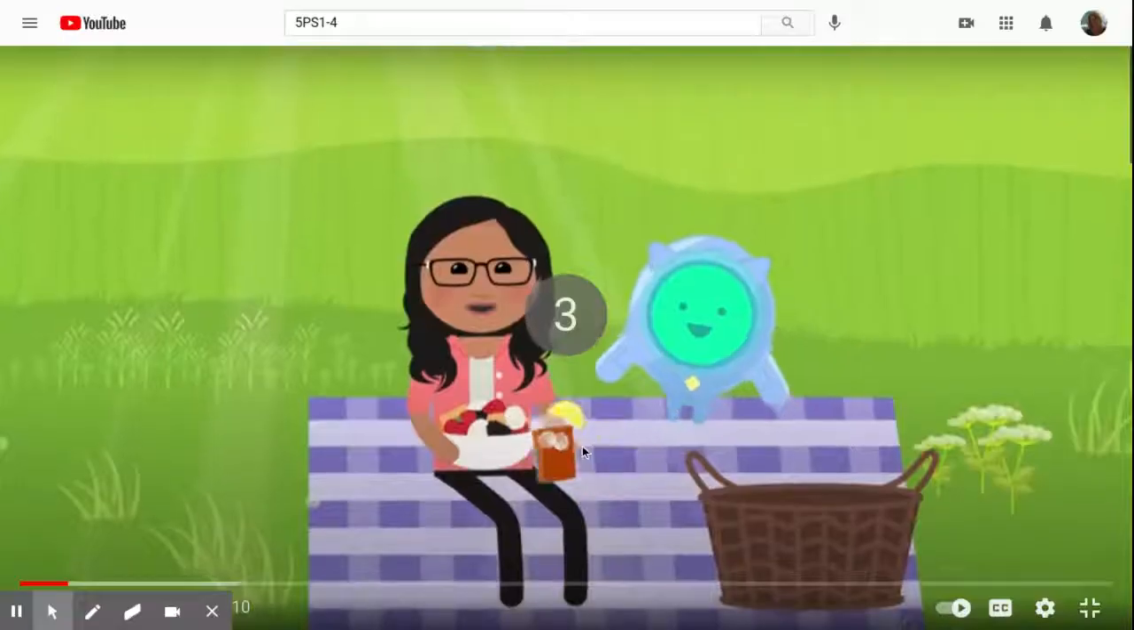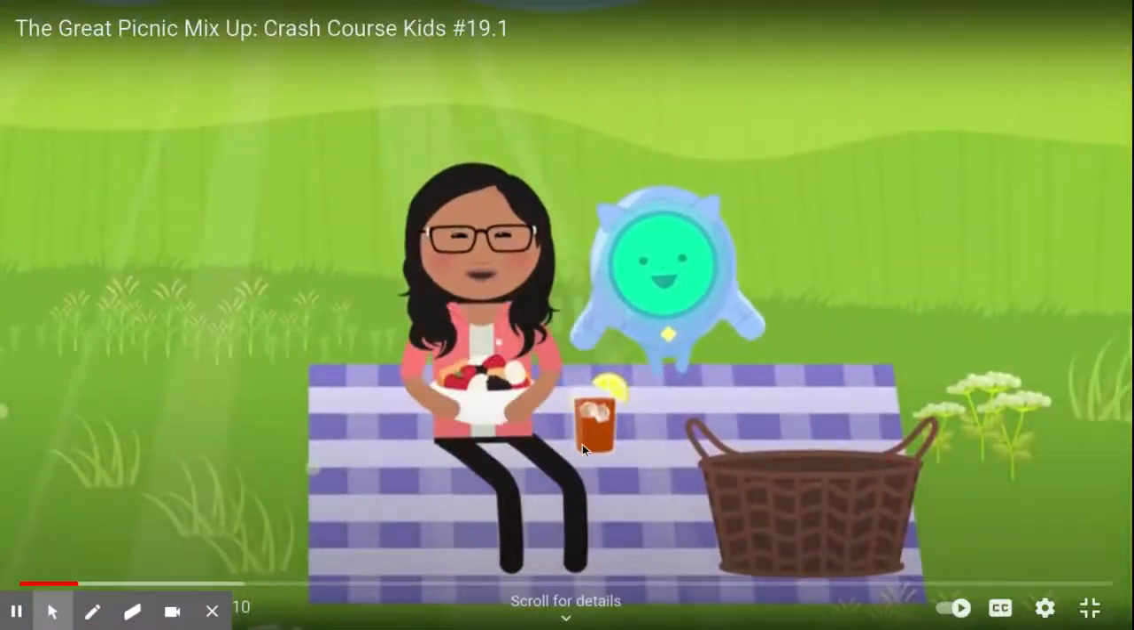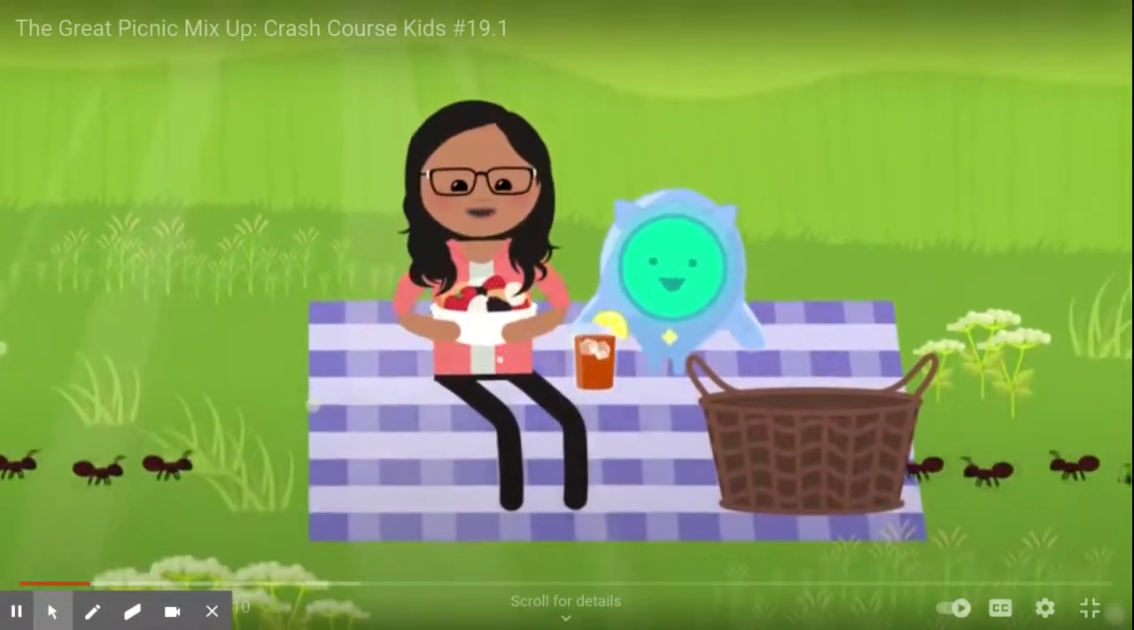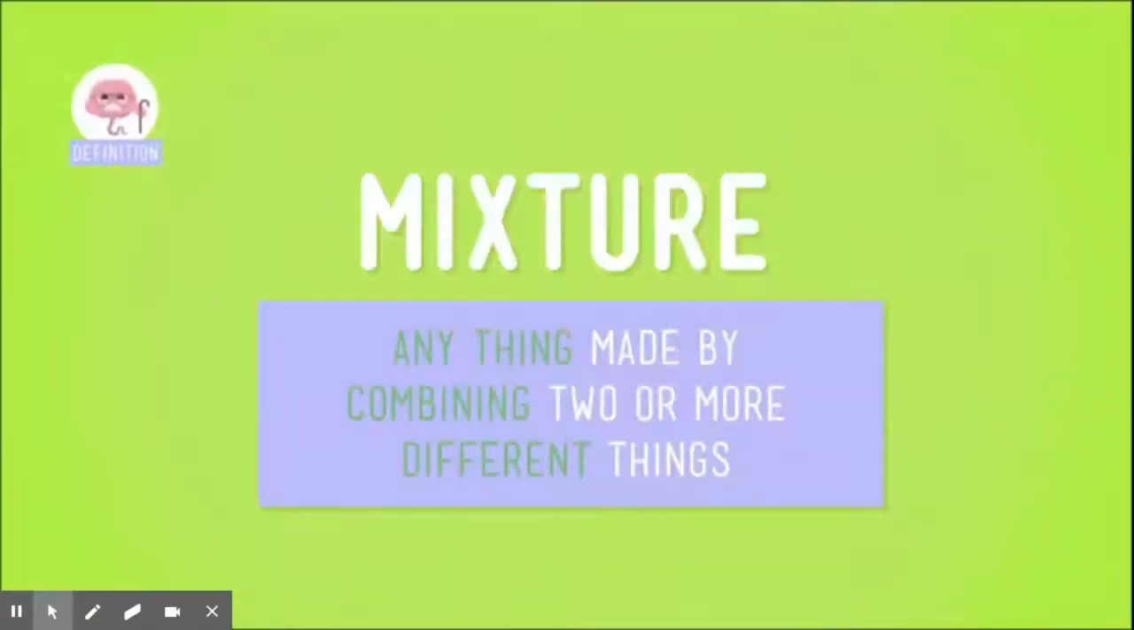It's picnic time with sweet iced tea and yummy fruit salad. And ants. But still, yummy fruit salad. And hey, did you notice something? Those foods have something in common. They're both mixtures. Things made by combining two or more different things. Not the ants, they're just ants. But the iced tea and the fruit salad are mixtures.